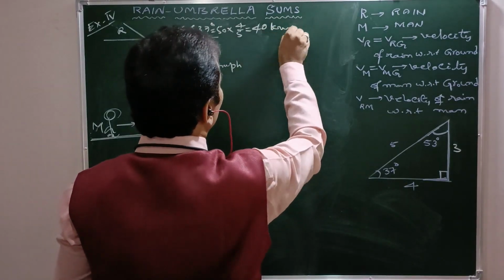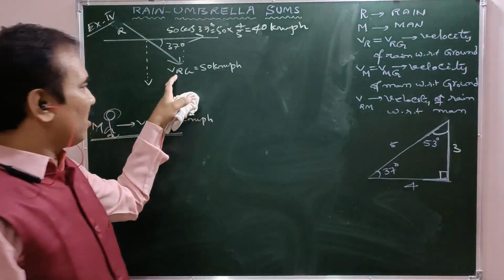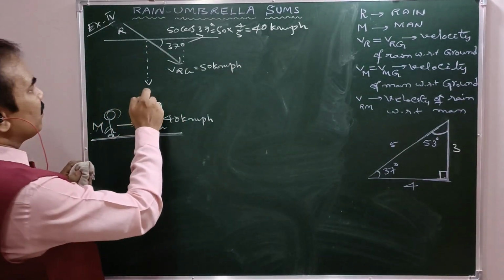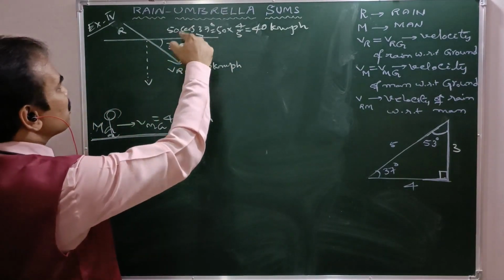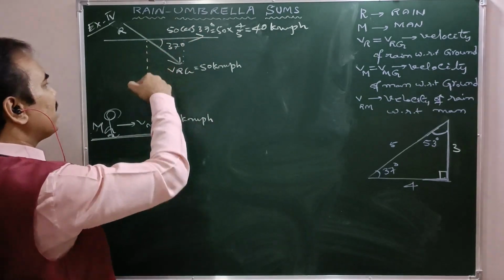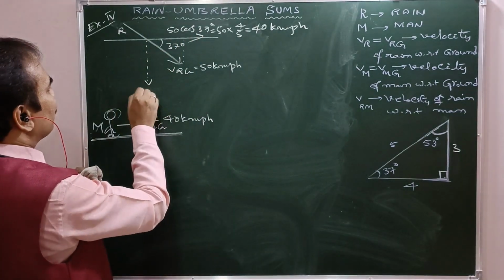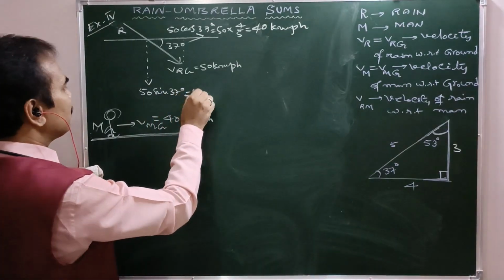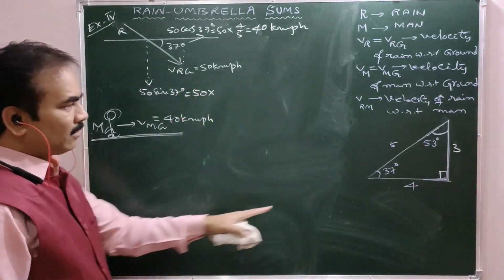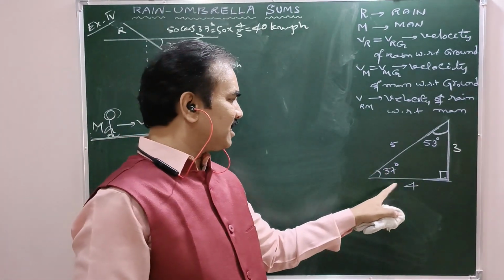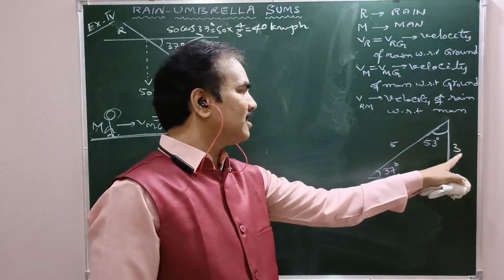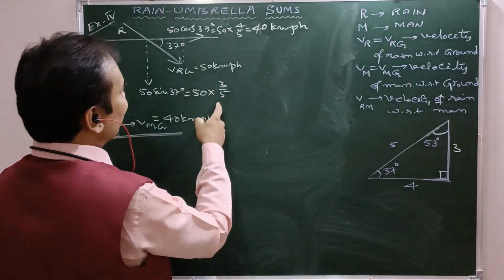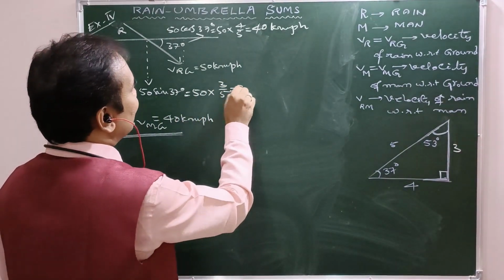40 kmph. This is the component of velocity of rain with respect to ground along horizontal. Now let us see the vertical component. This is the opposite side, so 50 sin 37 degrees. Sin 37 is opposite side by hypotenuse, that is 3 by 5. So 50 by 5 is 10, 10 into 3 is 30 kmph.